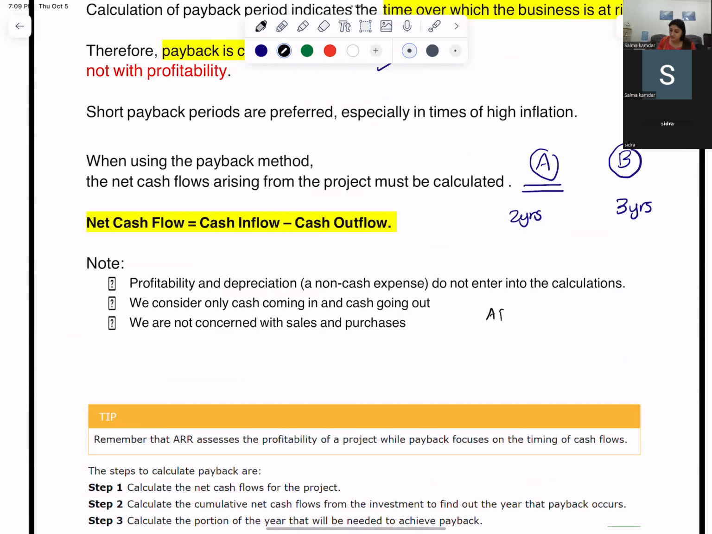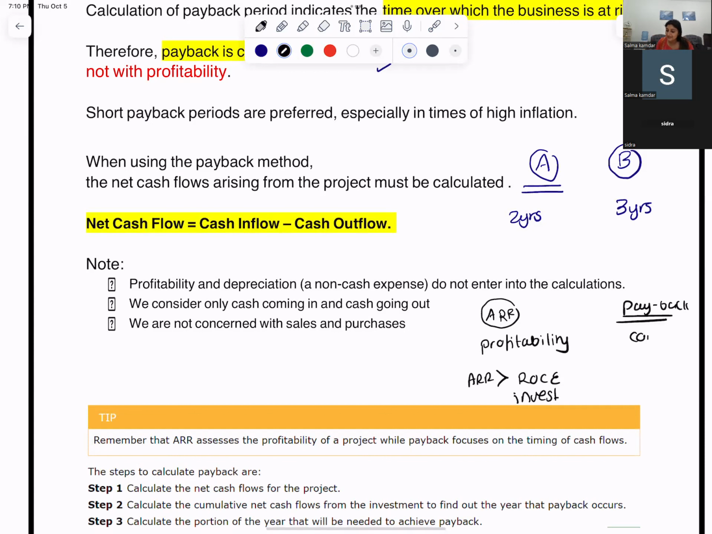So you remember that now we've discussed two methods of investment appraisal technique. Your first method was your accounting rate of return, which was considering profitability as a measure of making a decision whether to invest or not. If your ARR was more than your return on capital employed, then you can invest. Am I correct? Yes. Payback period method is looking at what? It is looking at cash flow.